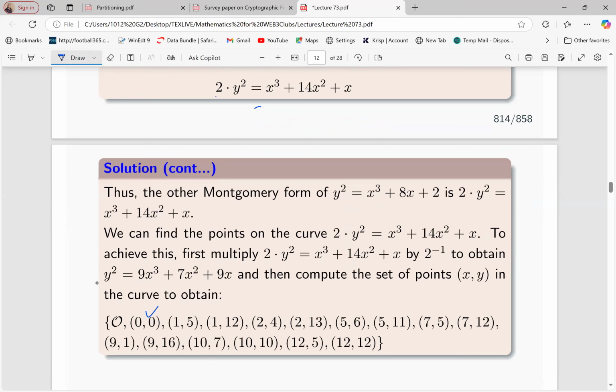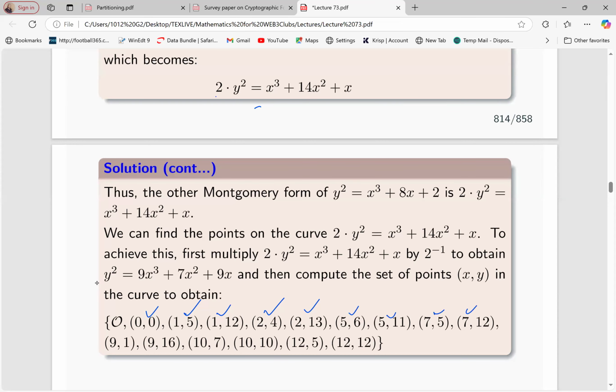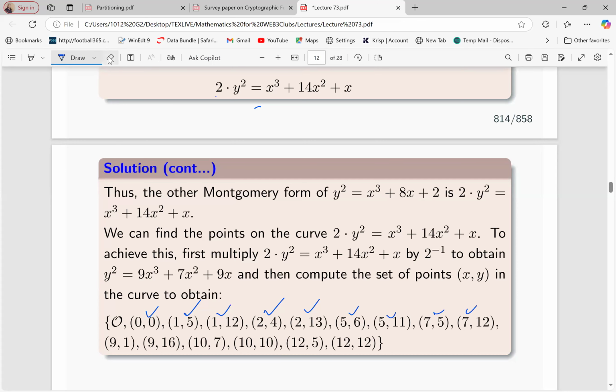In this case, 0 gave us a corresponding y value, 1 did, 2 did, 3 did not, 4 did not, 5 did, 6 did not, 8 did, and so on. Again, when you count these points, you would find that they are 16.